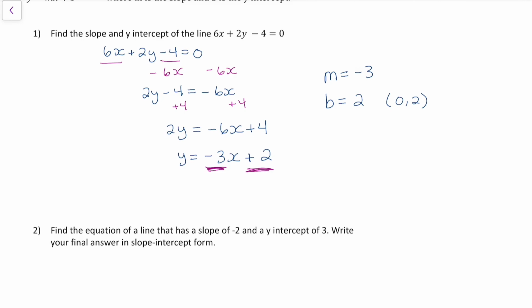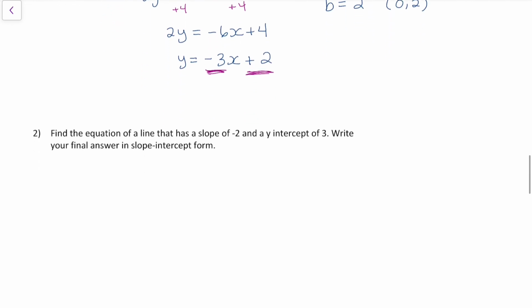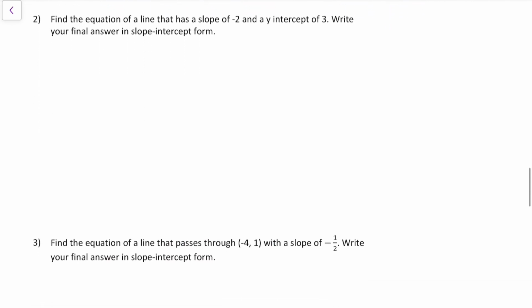So let's look at writing an equation based off some pieces of information. Find the equation of a line. Again, we're looking now for slope and a point, or slope and y-intercept would be even easier. And this one tells us we have a slope of -2 and a y-intercept of 3. And it wants our final answer in slope-intercept form.